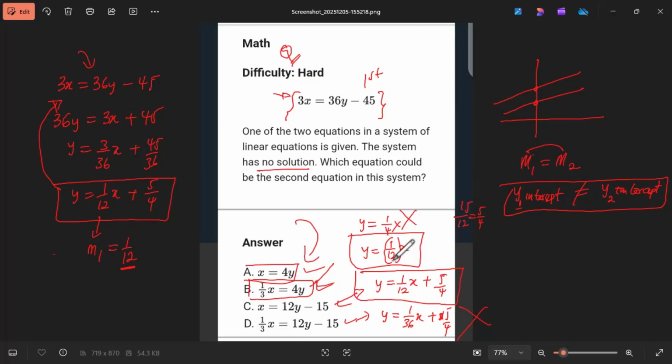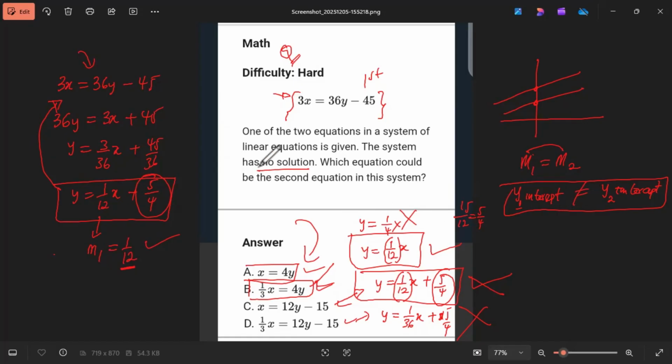Why? They have the same slope as what we have here. 1 over 12 is the slope here, and 1 over 12 is the slope here. So for the lines to have no solution, they must have the same slope. That's why I'm picking this guy and this guy. So which of them is not the final answer? The y-intercept here is 5 over 4. This one has the same y-intercept, 5 over 4. So this one is out of it. The y-intercept has to be different for it to have no solution.